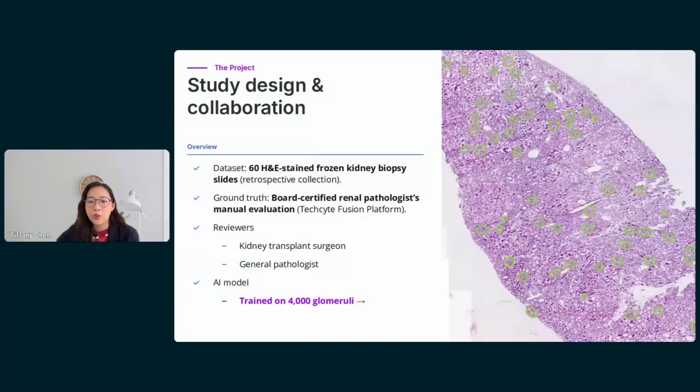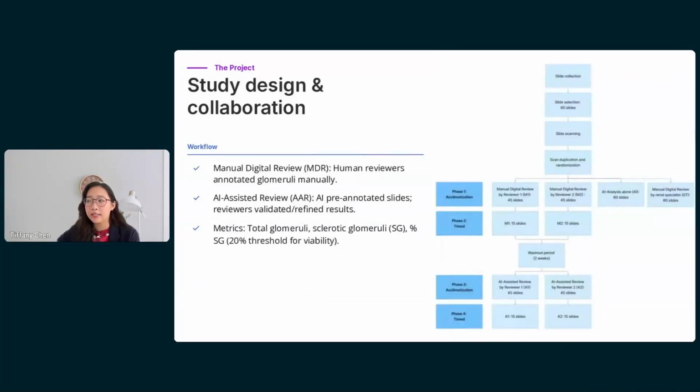So moving on to our study design. Our study was designed in 4 phases. The first phase is the manual digital review, and again, all of this is happening within our Fusion platform. Both of our reviewers reviewed 45 randomly selected slides on our Fusion platform without any AI assistance at all. And there they were able to manually identify and count both the normal and the globally sclerosed glomeruli.